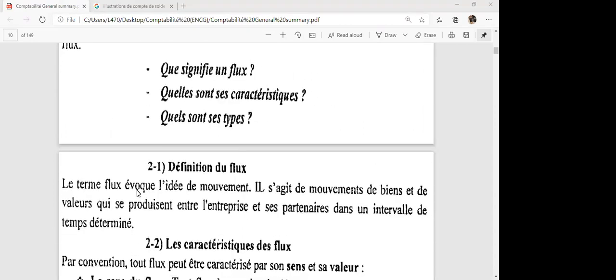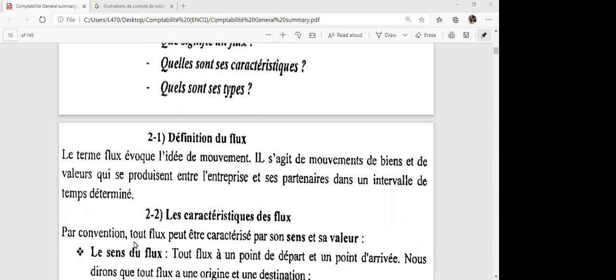So by definition, a flow is, starting from there, I hope you can see, il s'agit d'un mouvement de biens et de valeurs qui se produisent entre l'entreprise et ses partenaires dans un intervalle de temps déterminé. So this simply says a flow is a movement of resources and their value between an enterprise and its partners. So, going to 2.2, les caractéristiques de flow.